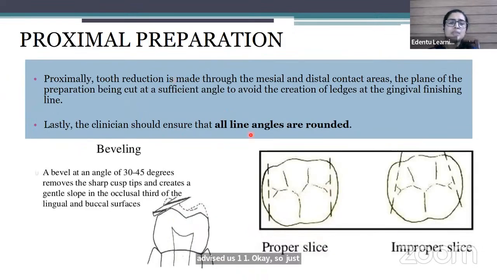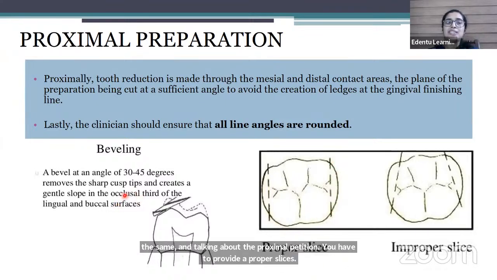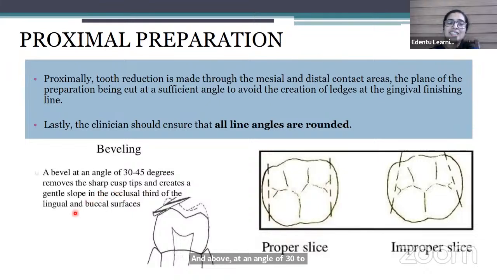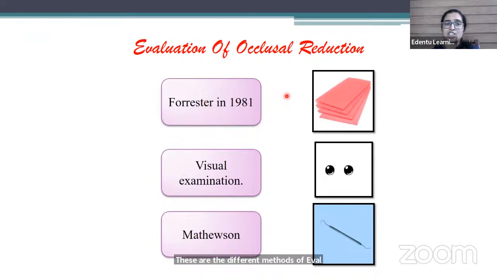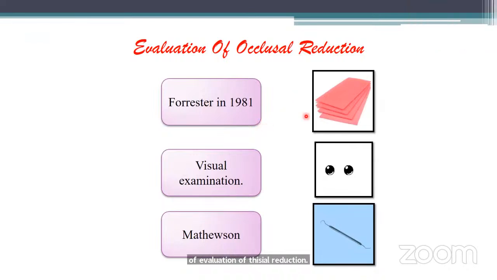Talking about the proximal preparation, you have to provide proper slices and a bevel at an angle of 30 to 40 degrees, which removes the sharp cusp tips and creates a gentle slope in the occlusal third of the lingual as well as the buccal surfaces. These are the different methods of evaluation of the occlusal reduction.